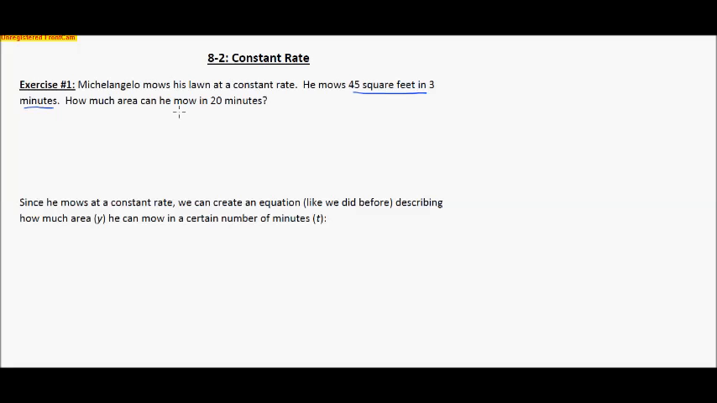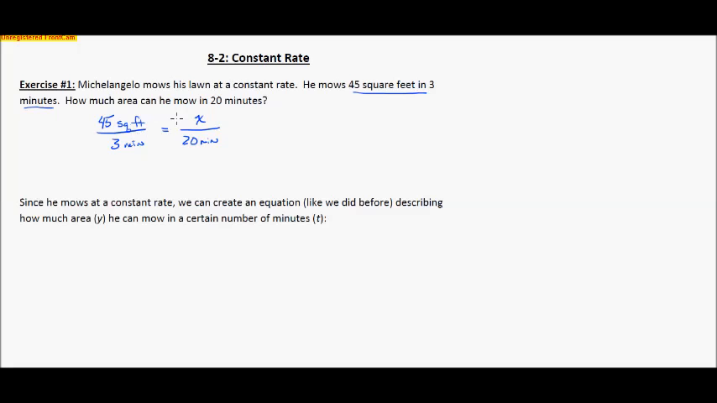Well, this is very similar to what we did before. So I'm going to write 45 square feet over 3 minutes, and I want to relate that to how much area he can mow in 20 minutes. What we usually would do is set up a proportion and say that's equal to, I'm going to put 20 minutes down here, and what I'm looking for is right up here. How many square feet can he mow in that 20 minutes?